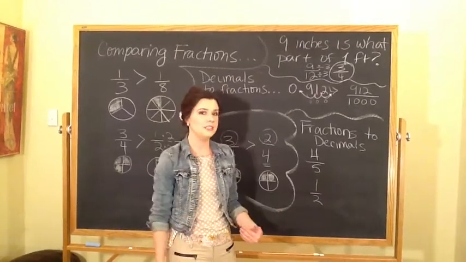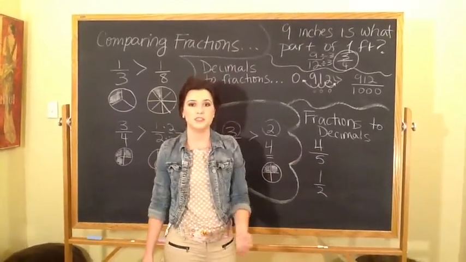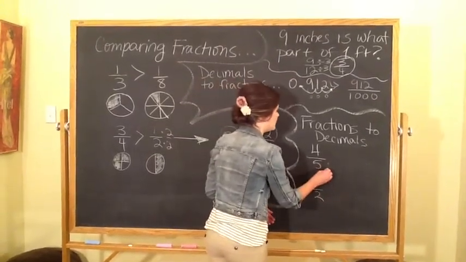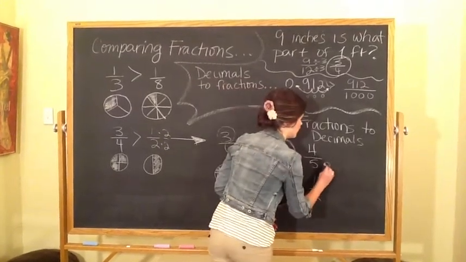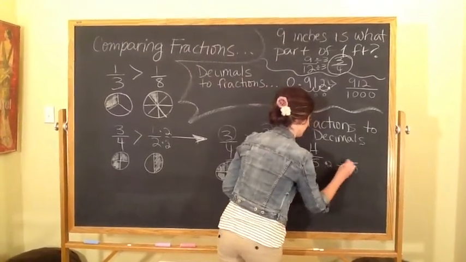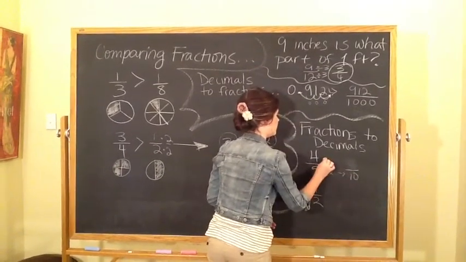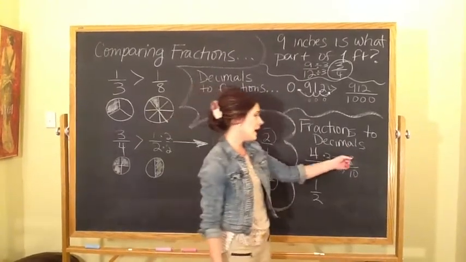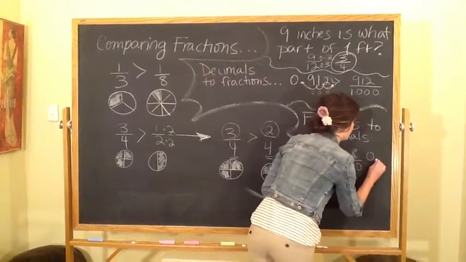Now one way to do this is to try to make the denominator a form of 10. So in order to do this, you want to multiply 5 times 2, which will give us 10 in the denominator, and then 4 times 2 in the numerator is going to give us 8. So basically we're going to put 8 in the tenths place. So we're going to put 0.8.